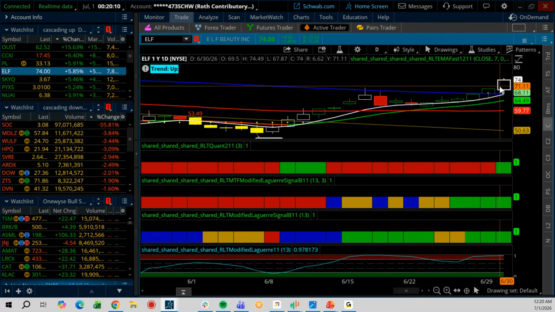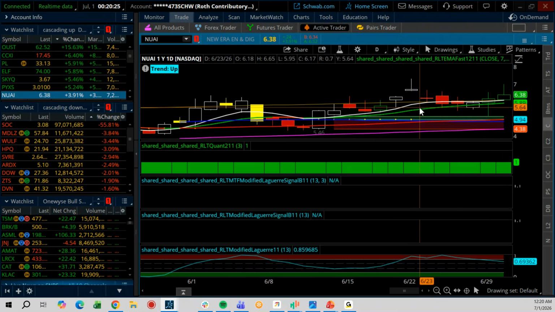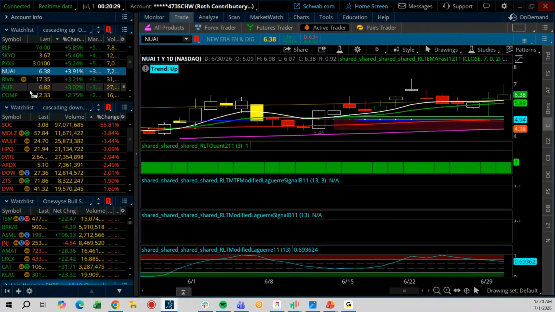If you're listening to this, it won't be tomorrow, but for the chart we're looking at here, this would be a perfect entry for a swing on ELF right here, right? So let's look at a couple more. We'll just randomly pick some here. And it doesn't have enough indicators here because it's not been around long enough. So we'll keep going down.